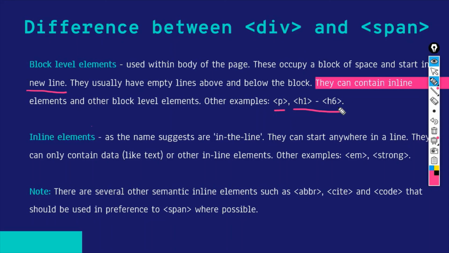And the inline elements, as the name suggests, are in the line. They can start anywhere in a line. They can only contain data like text or other inline elements. Examples are the emphasis tag and strong tags. You should note that there are several other semantic inline elements such as abbreviation, cite, and code that should be used in preference to span where possible.